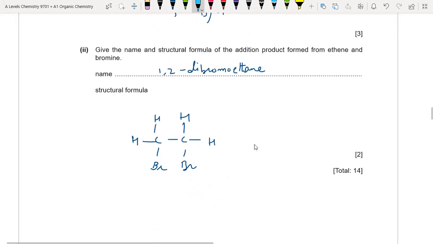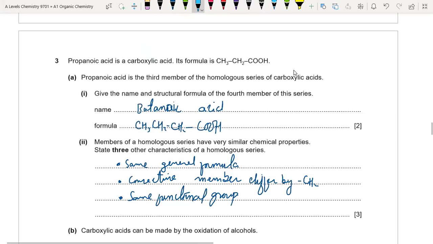Give the name and structural formula of the addition product formed from ethene and bromine. Let's suppose ethene and bromine will give an addition product that will result as 1,2-dibromoethane. Its structural formula would be this and its name would be 1,2-dibromoethane. Let's move to the next question.